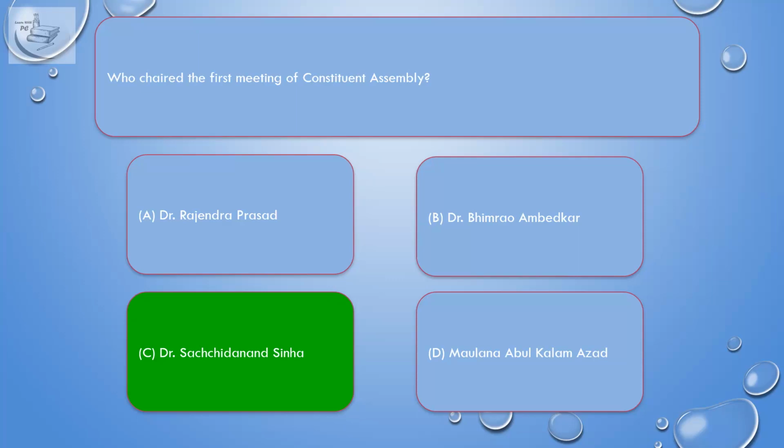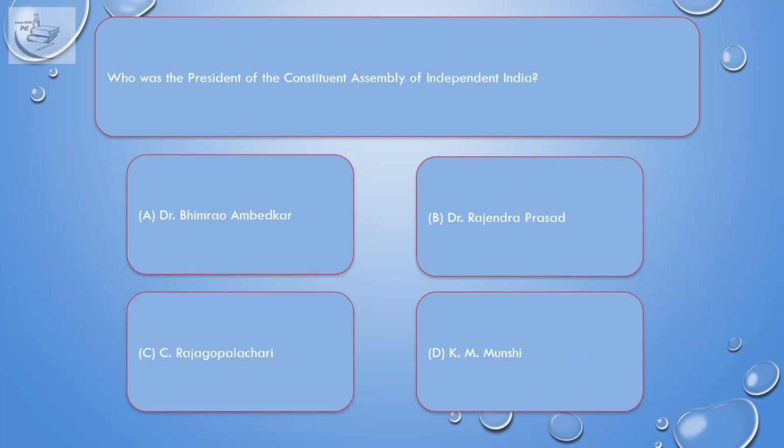Sachidanand Sinha. Question: Who was the President of the Constituent Assembly of Independent India? A. Dr. Bhimrao Ambedkar. B. Dr. Rajendra Prasad. C. Rajagopalachari. D. K. M. Munshi. Correct answer is B. Dr.